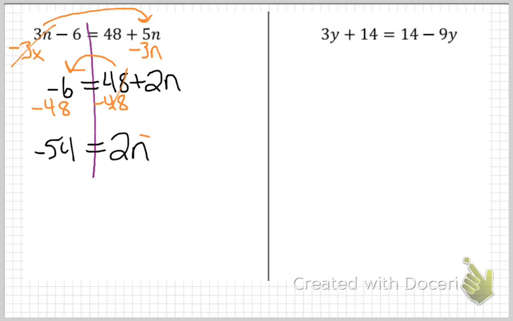Our last step is, well, here's my variable. Get rid of the 2. How do we move the 2 over? We divide. This reduces to a 1. So then we get that n is negative 27.